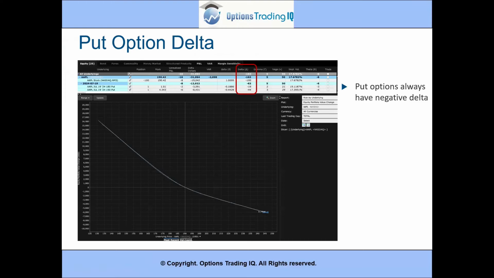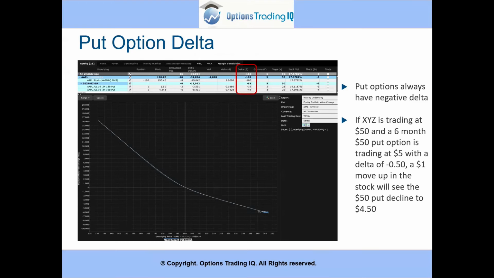So put options always have negative delta. If XYZ is trading at $50 and a 6-month $50 put option is trading at $5 with a delta of negative 0.50, a $1 move up in the stock price, we'll see the $50 put decline by $4.50.